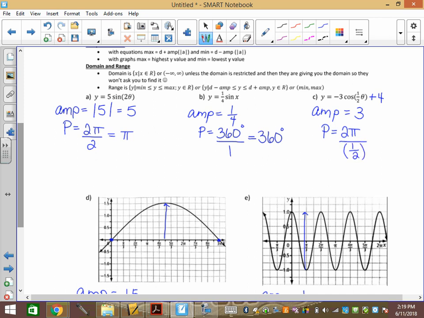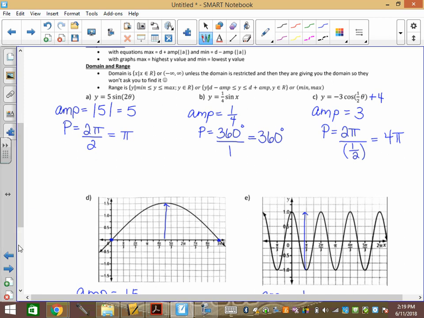Half, which makes it 4 pi. Why is it double? Because you're dividing by a half, because the horizontal stretch is by a factor of 2. Remember, it flips your horizontal stretch. So you're actually stretching it by a factor of 2. So it's normally 2 pi, it's now going to be 4 pi.